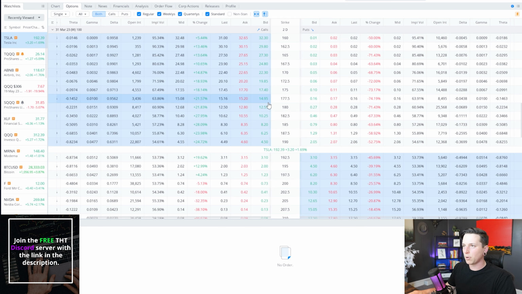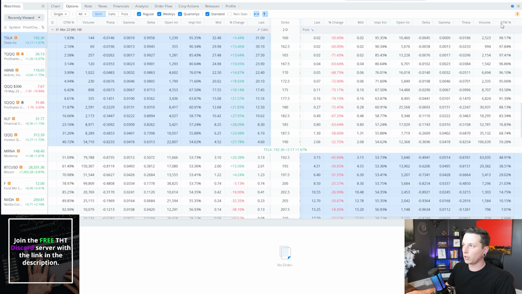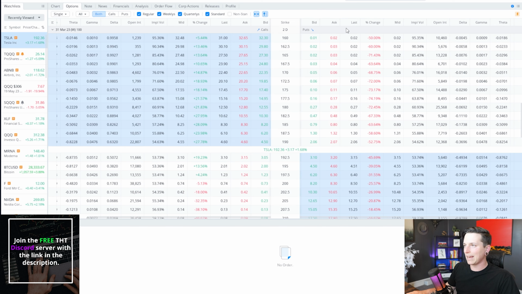So this is how I personally have it set up. I always have calls to the left, puts to the right. I like to be able to see both of them. And you can see that, yes, I will have to slide back and forth, but there's not columns upon columns upon columns. I usually like to keep my volume and percentage out of the money and my open interest over here on the right. And I like to usually keep the bid, ask, last, and percentage change over here on the left.